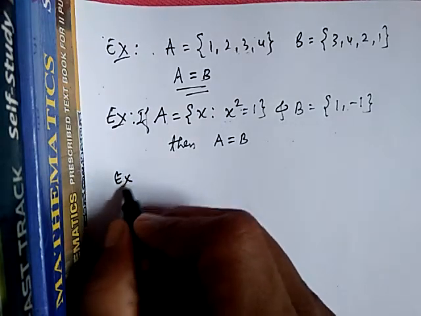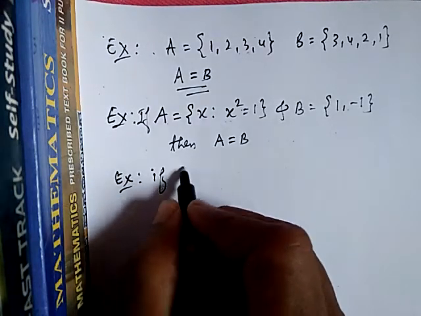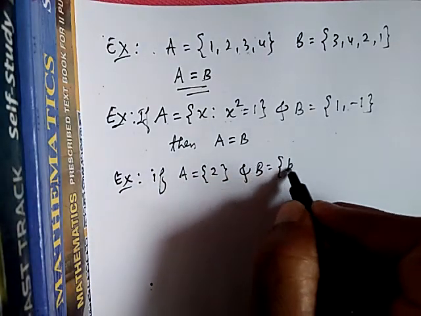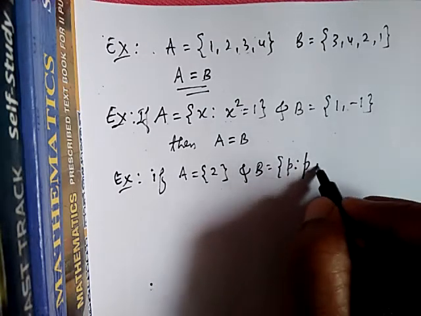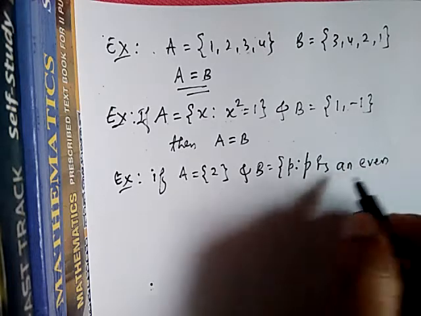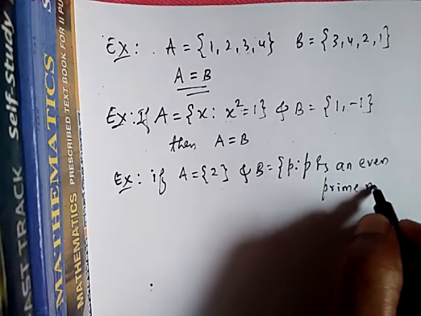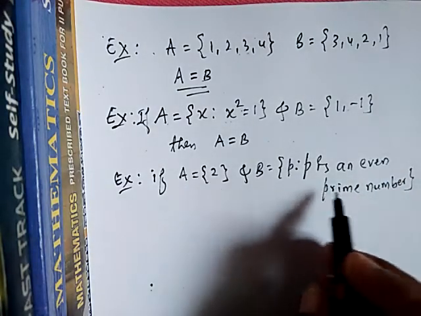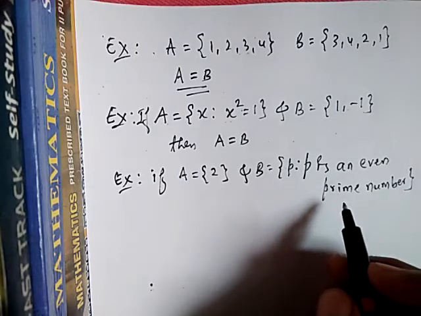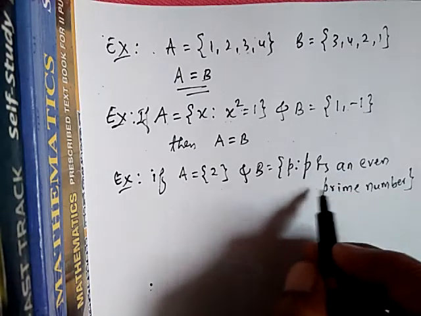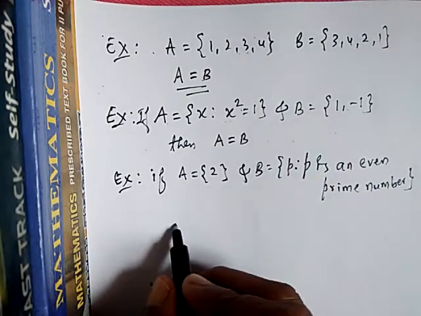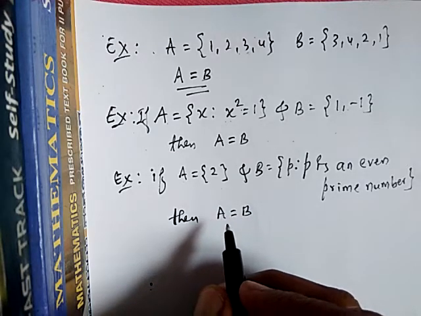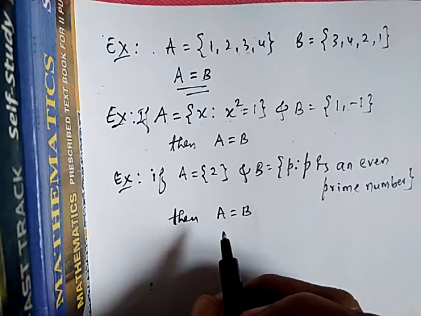One more example you can take. A is equal to {2} and B is equal to {P such that P is an even prime number}. In the set A only 2 is there. In B, P is an even prime number, which means here you will also get 2. So here also 2, here also 2, so A is equal to B. This is what we studied: equal sets, or equality of sets. Thank you.